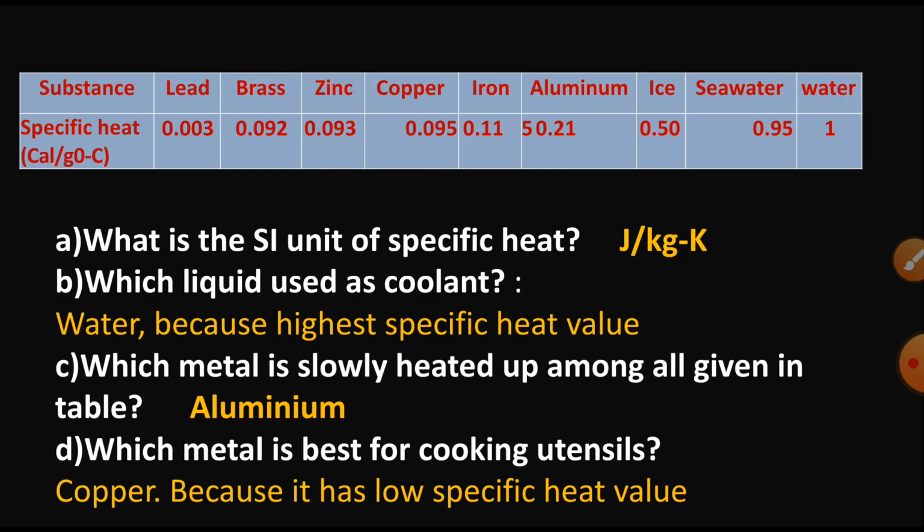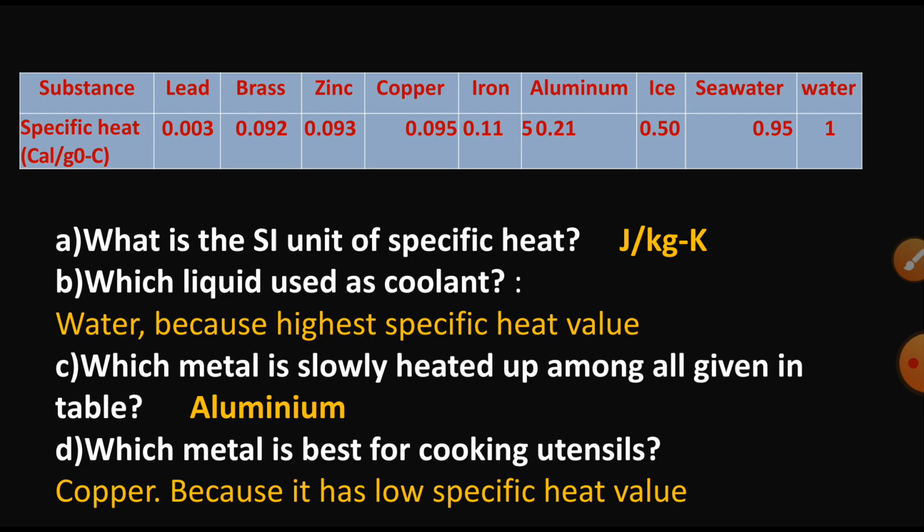Here, a table-based question is there. Different substances and different specific heat values are given, and they ask some questions. What is the SI unit of specific heat? Joules per kg Kelvin. In table-based questions, some questions may depend upon the data in the table, and some may or may not be related to the table. Which liquid is used as coolant? Water. Why? Because water has high specific heat.